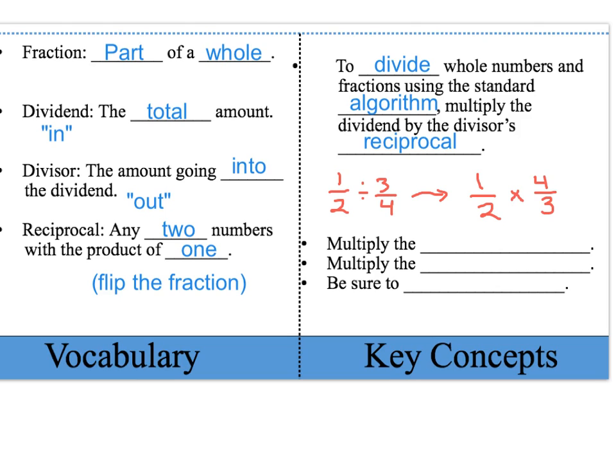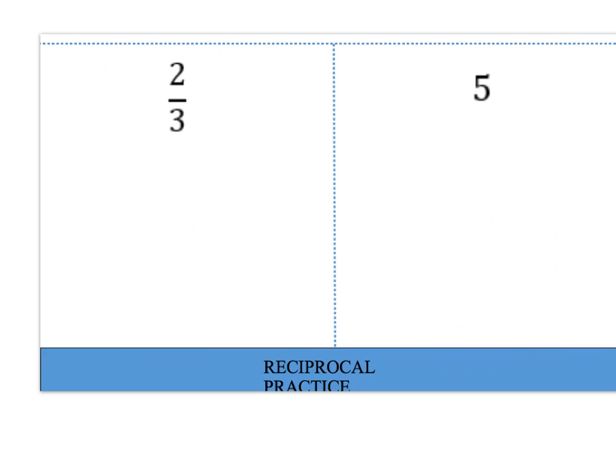Now I'm ready to solve this problem. To do that, you would multiply the numerators. Then you would multiply the denominators. And always be sure to reduce your answers. So in order to reduce, let's try to start cross-canceling, so that our answers are fully reduced. So we're going to use these key concepts to solve the following problems.